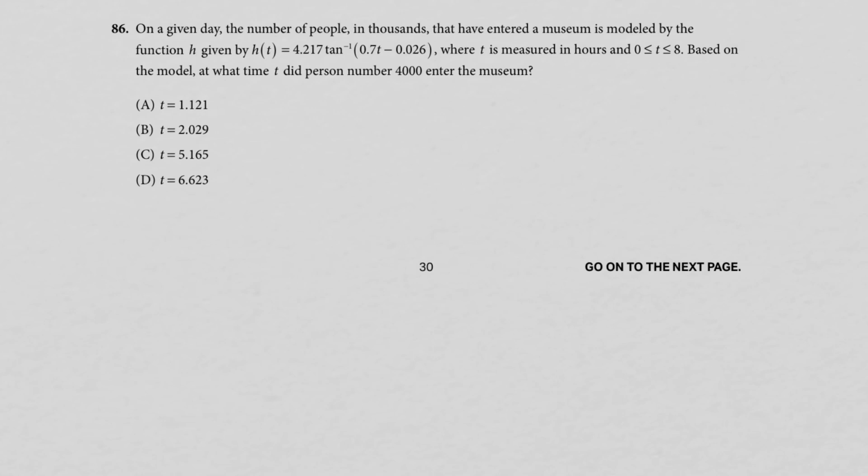86. I think this is the second to last question. On a given day, the number of people that have entered a museum is modeled. Okay, so this one's about people, but it uses trig. And t is measured in hours from 0 to 8. When did person 4,000 enter the museum? So what they're asking is, oh, it's measured in thousands. So they want to know, when does this equal 4?